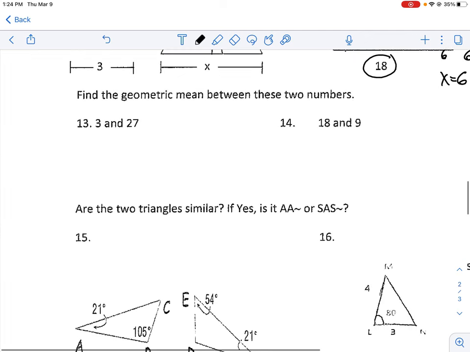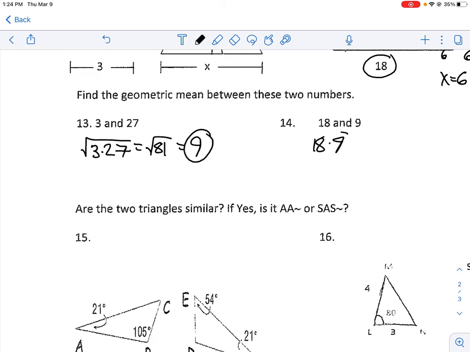All right, for geometric mean, we choose the two numbers, we multiply them, and then we take their square root. So that would be square root of 81, which is 9. This would be 18 times 9, which is 162. So square root of 162, which I know 81 times 2 is 162. So I'd have 81 and 2 in the parentheses there. And then I would take the square root of 81, and I would get 9 square root 2, and that's my answer.